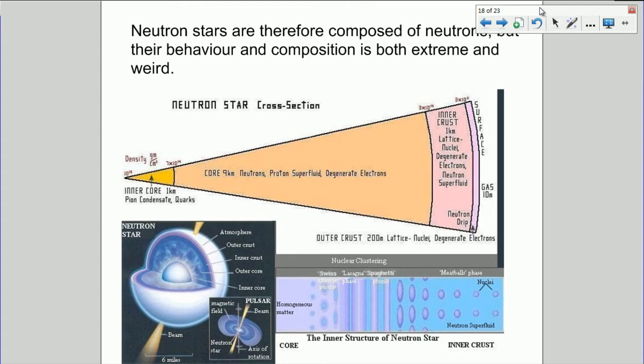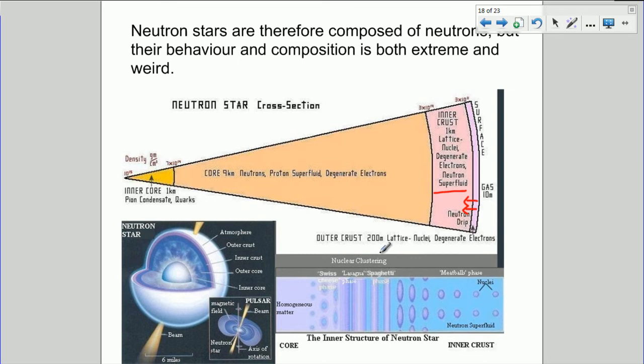And here's almost a speculation in terms of what is in them. So we've got here something that we really don't understand. Densities in the region of 10 to the 15 grams per cubic centimeter, so that's about 10 to the 18 kilograms per cubic meter. Here we've got neutrons, superfluid protons, possibly degenerate electrons. Here we've got some sort of crust with lattice-like nuclei, pushing against each other, forming a lattice. Maybe superfluid neutrons, no idea. Maybe neutrons drip inwards from the outer surface. Don't really know.